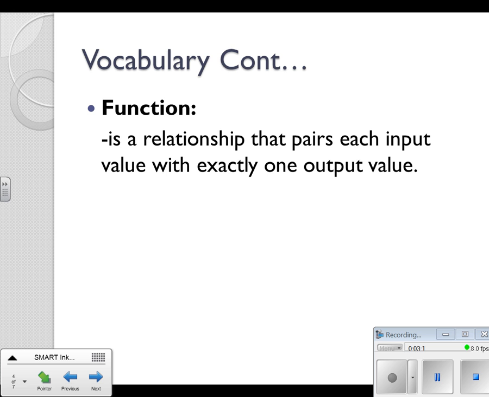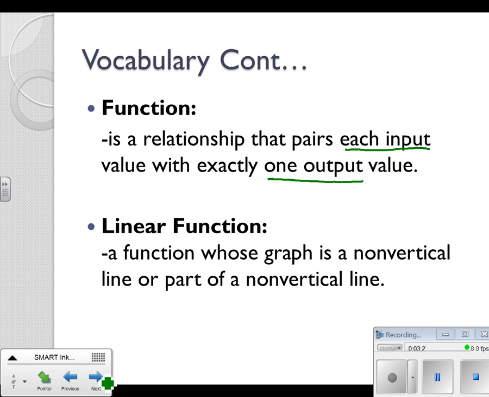A function is a relationship that pairs each input value with exactly one output value. Very important. Each input has exactly one output. When we have a linear function, it's a function whose graph is a non-vertical line or part of a non-vertical line.